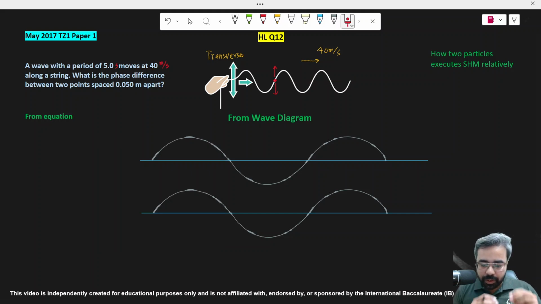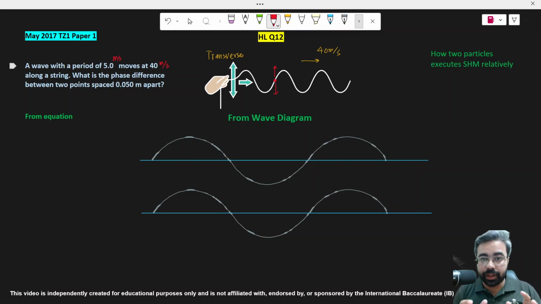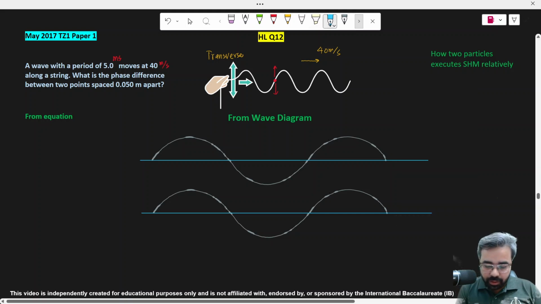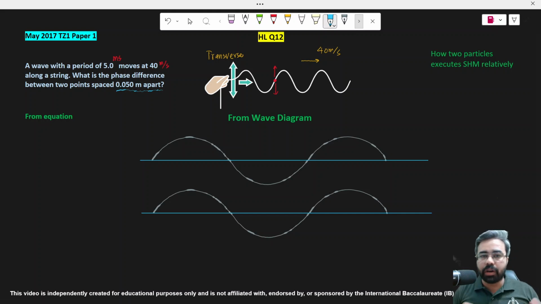The time period is 5 milliseconds. And in this question, you have to find out the phase difference between two particles which are 0.050 meter apart on the same string. There are numerous particles which are all executing SHM, simple harmonic motion, moving up and down, and the wave is traveling to the right.